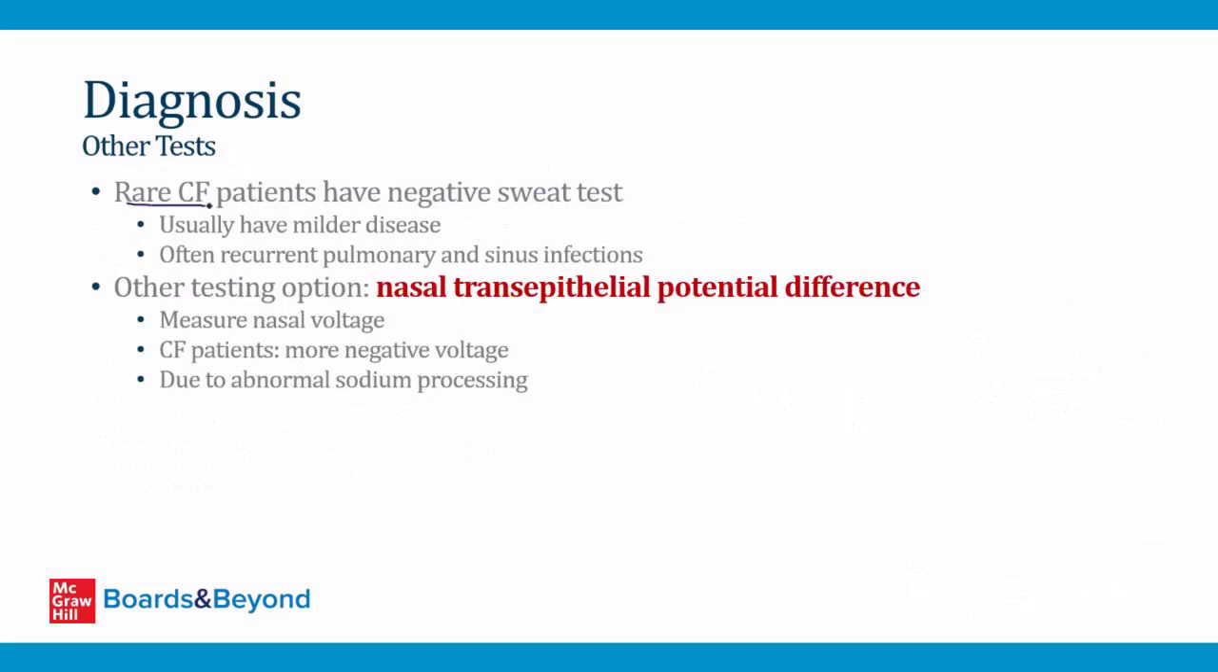There are rare cystic fibrosis patients who have a negative sweat test. These patients usually have milder disease, but they still have recurrent pulmonary infections and sinus infections. And so sometimes when the sweat test is negative, but there are still lots of infections, we begin to wonder if this could be a cystic fibrosis patient who just happens to have a negative sweat test. So in that setting, there's an alternative to the sweat test. It's called the nasal transepithelial potential difference test.